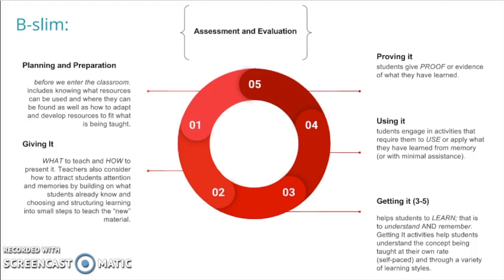So I'm going to give context, visuals, gestures, examples, anecdotes, and make it interesting and make sure that I'm giving the correct amount of information, not too much for the students to be overwhelmed and not too little for them to be bored. Getting It involves 3 to 5 activities, so you want the kids to be learning with multiple activities, approaching the content from different angles.